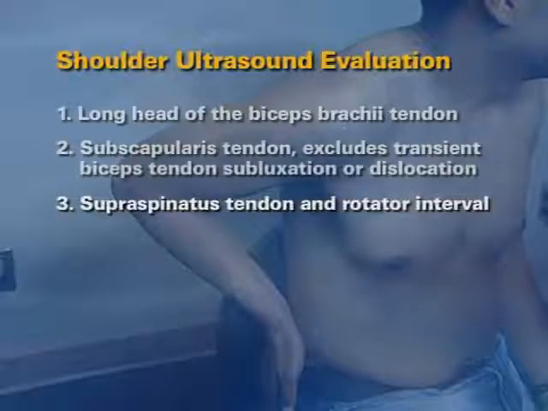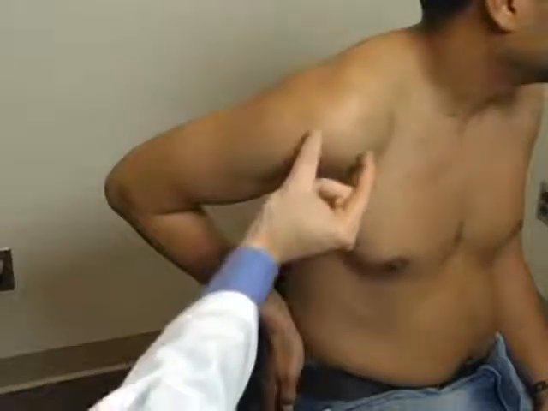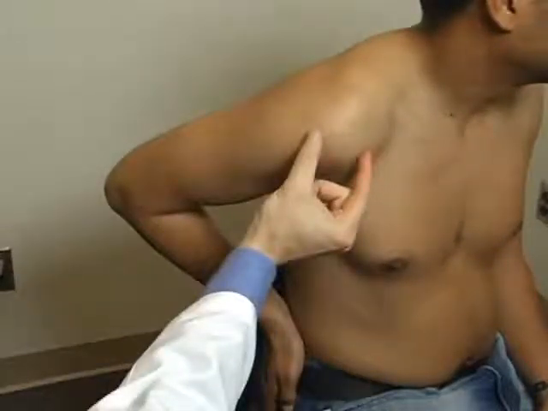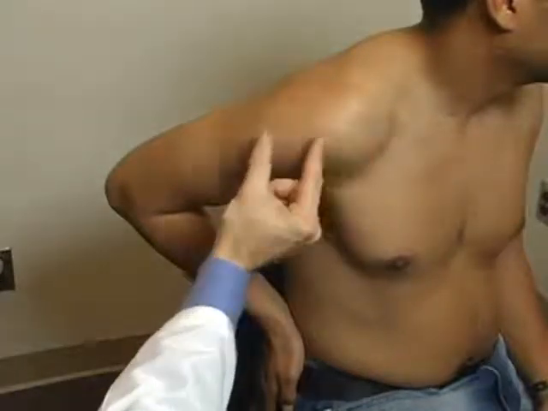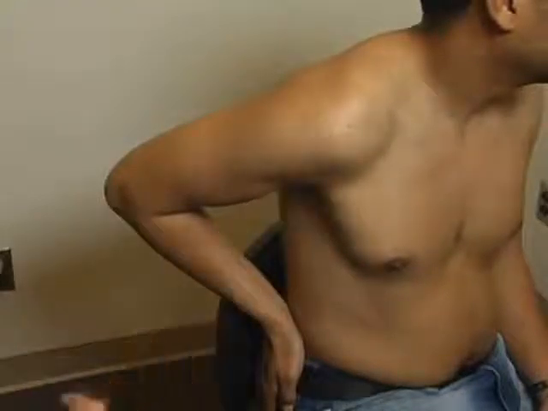Step 3 evaluates the supraspinatus tendon and rotator interval. To begin, the patient is asked to place their hand on their ipsilateral hip with their elbow pointing posterior. In this position, the greater tuberosity is rotated anterior and inferior in a location between my thumb and index finger. The anterior to posterior extent of the tuberosity is also shown.